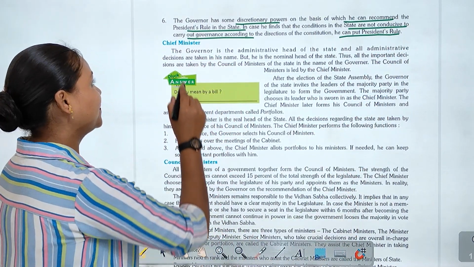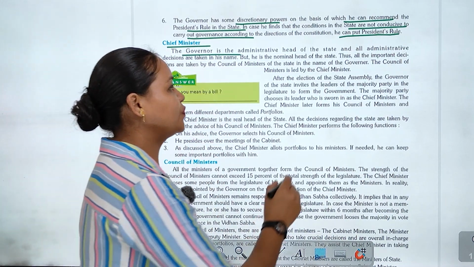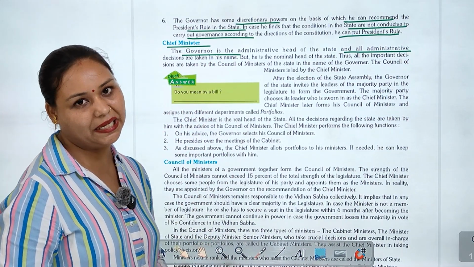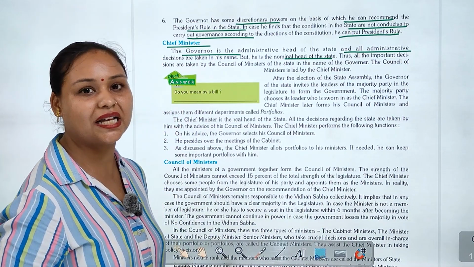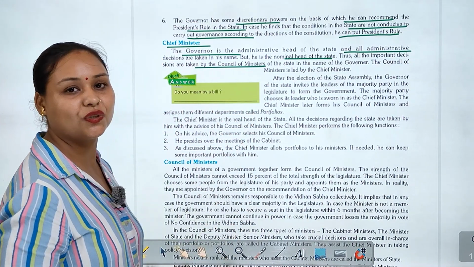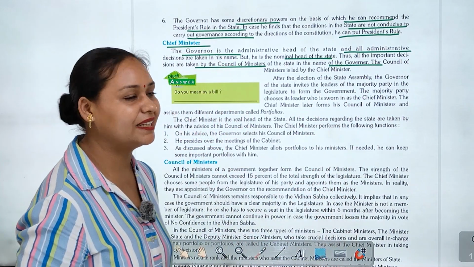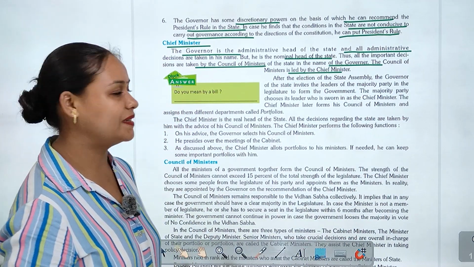Okay, चलिए. Chief Minister है. The governor is the administrative head of the state and all the administrative decisions are taken in his name. But he is the nominal head in the state, thus all the important decisions are taken by the Council of Ministers of the state in the name of the governor. Okay, the Council of Ministers is led by the Chief Minister.